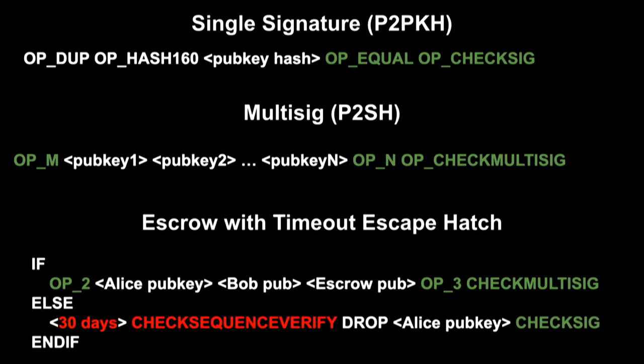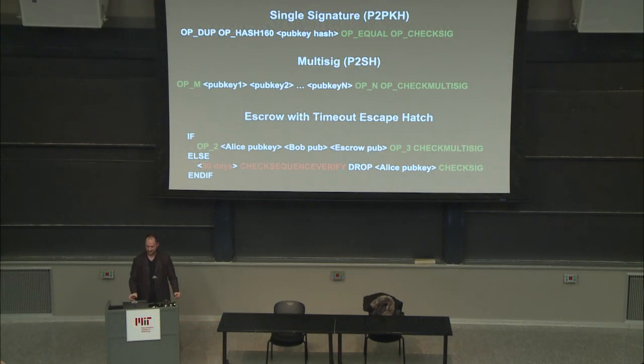So if we're actually looking at how these scripts are set up, you can see that a single signature script is fairly simple and straightforward. A multi-sig script, about the same, but then you have up to N number of pub keys. But it doesn't stop there. You can actually have a wide variety of different conditionals, and you can start creating much more complex scripts.